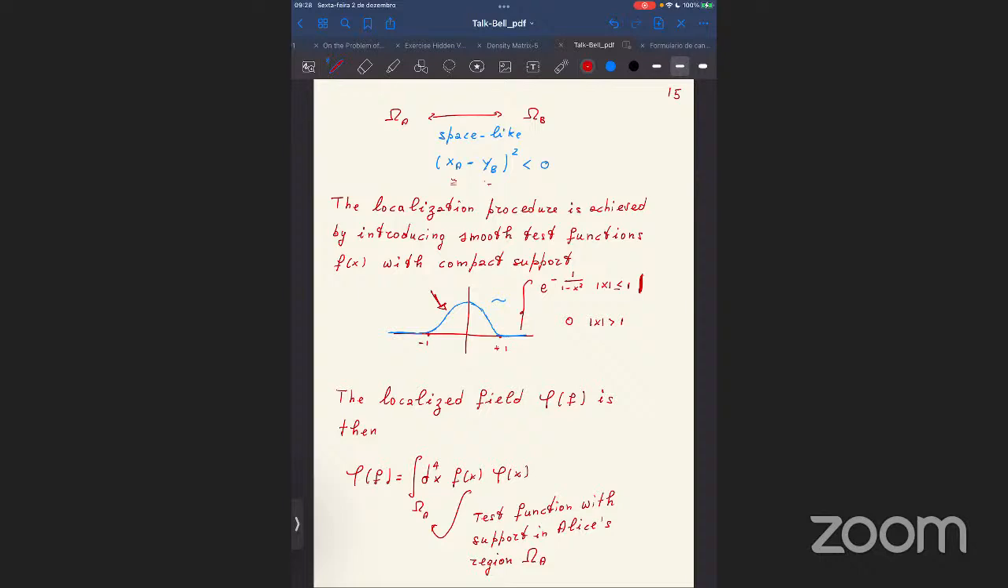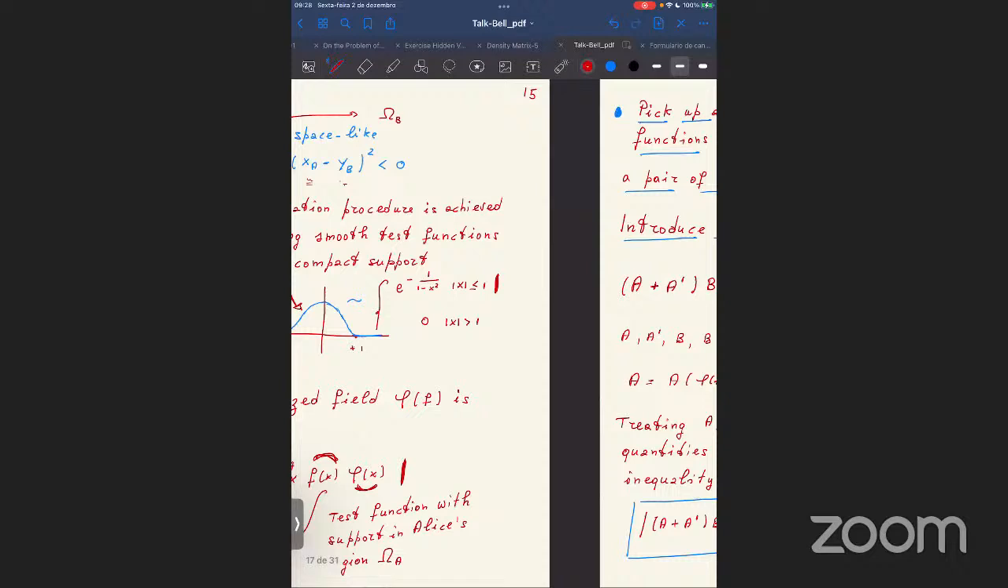So from the technical point of view, we work with the localized field. So this is the quantum field, and this is the localized function, which localizes the field in a certain region of the space-time, according to the requirement that Alice and Bob must be space-like separated.